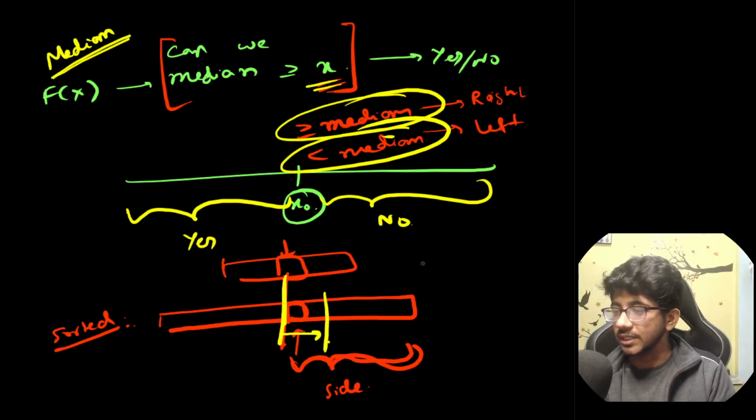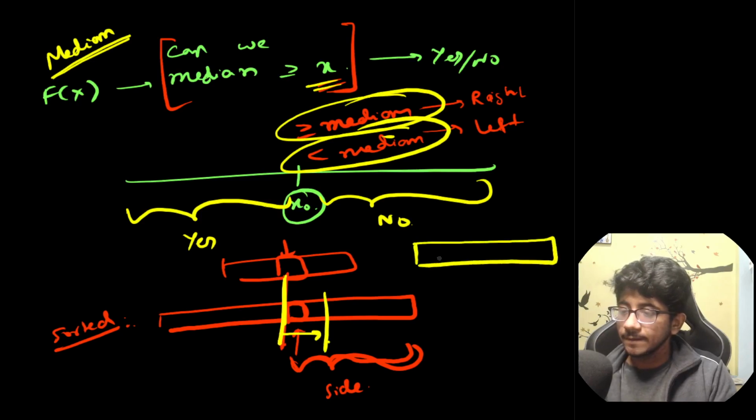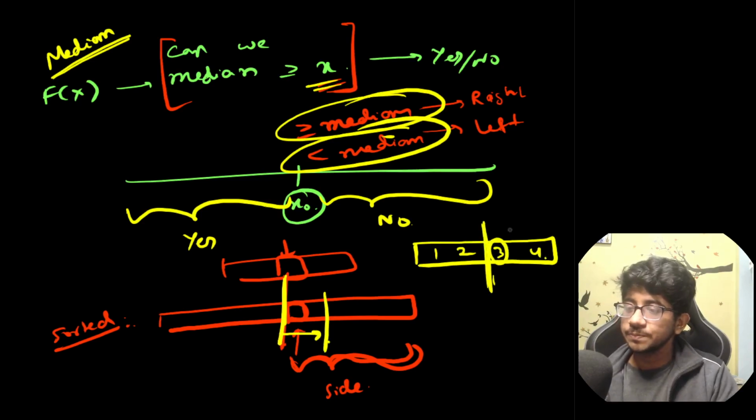Let me quickly give you an instance of this. Let's say we have 1, 2, 3, 4, right? And we have some partition over here. So this is the current median, right? The elements that are greater than or equal to the current checking value, the higher the value, the more favorable they are. So we will replace them with plus ones.